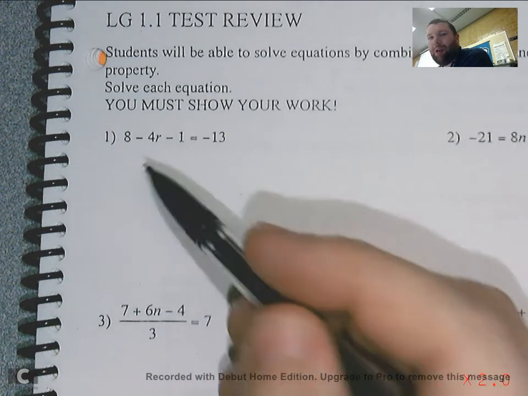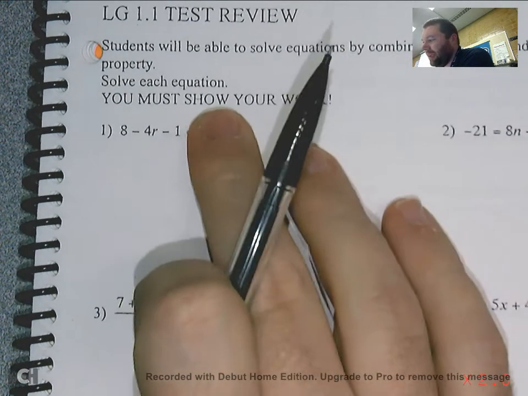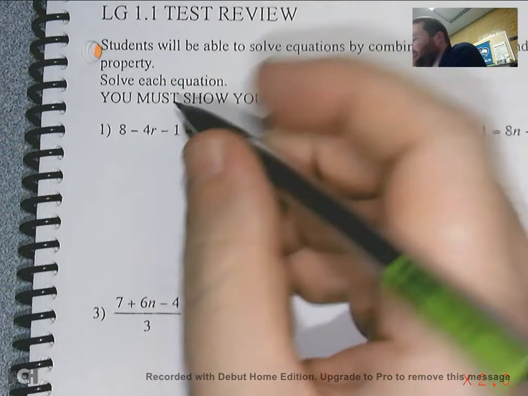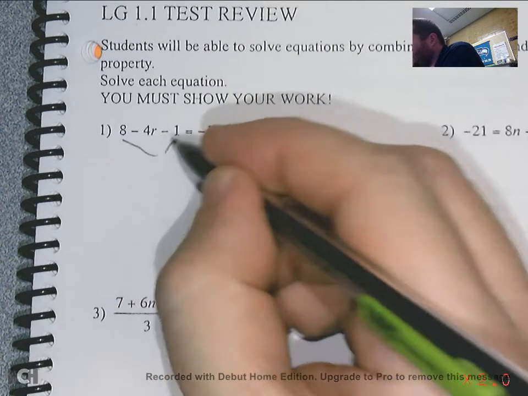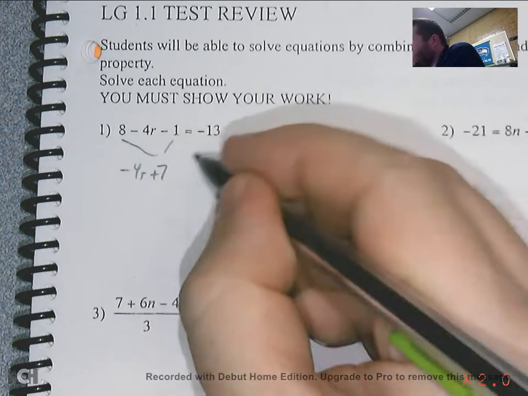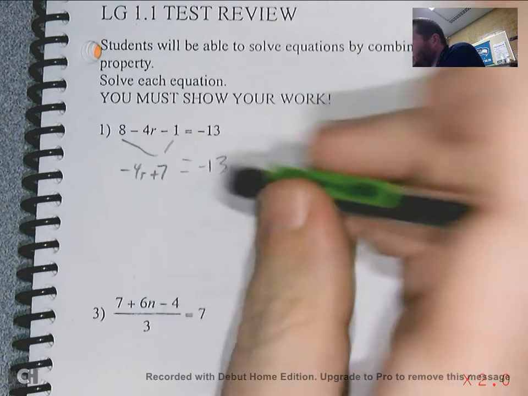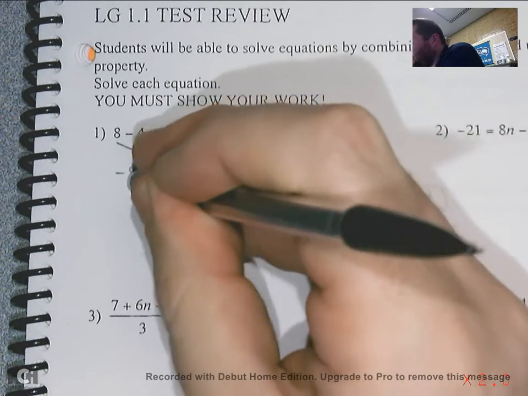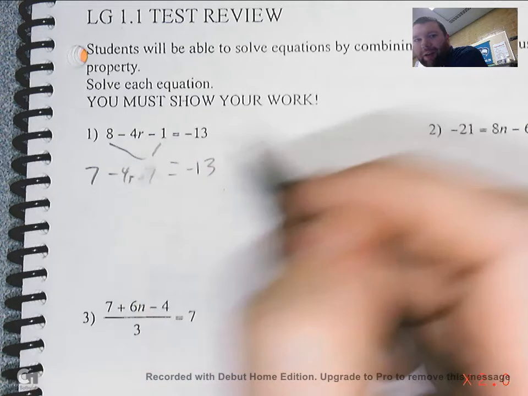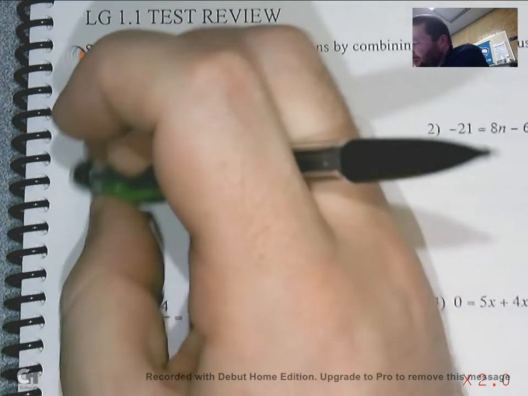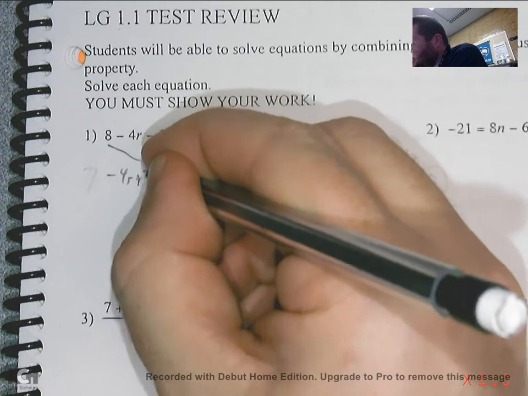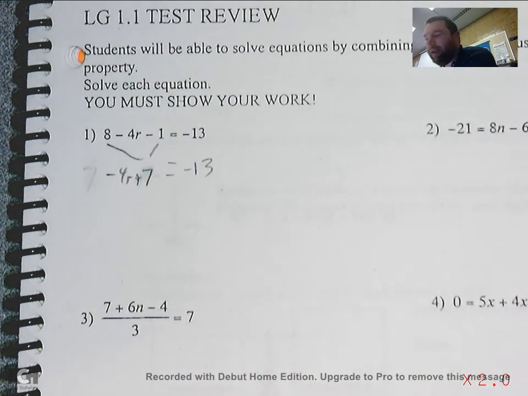Is there anything to distribute? No. Do I have any like terms? Yes, I have 8 and -1. 8 plus a -1 would be 7, right? So if I combine those, I'm going to have 7, and then I still have that -4r, okay, equals -13. Now notice I put a plus there. If I left the 7 in front, I could do 7. It's still positive either way, right? It's just generally when we organize equations, you always do the variable first and then the constant number, which is why I put it second there.